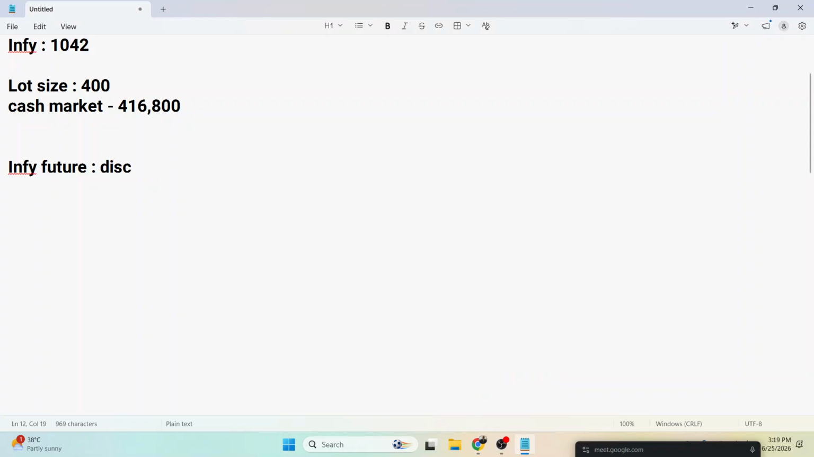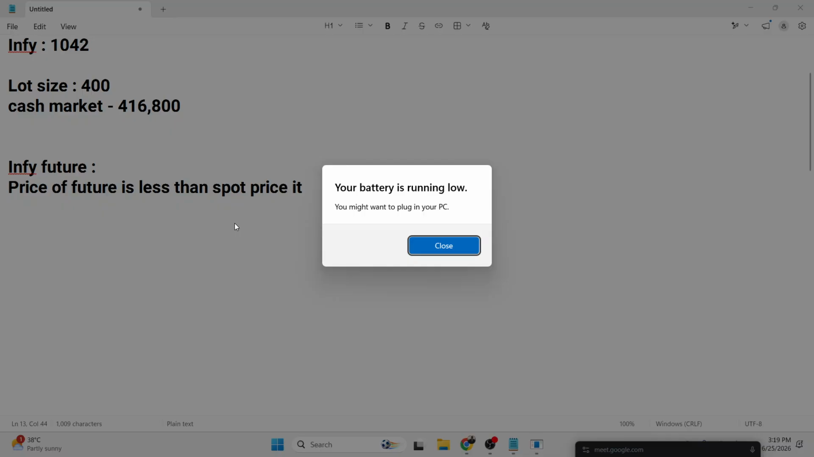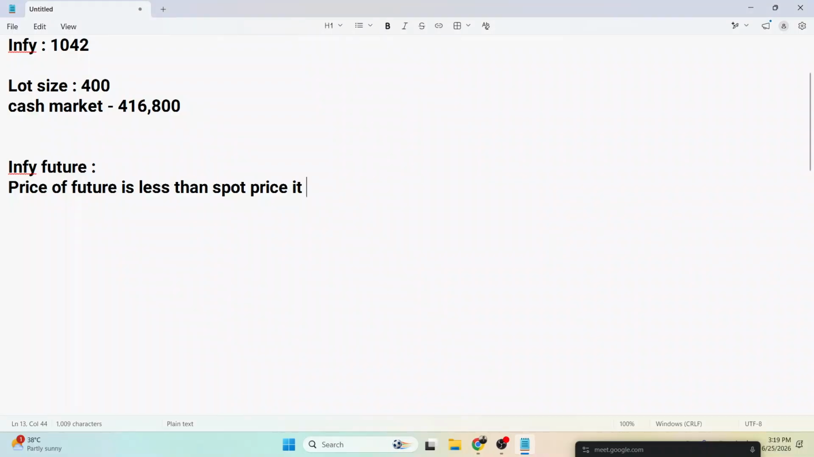So if the price of the future is less than the spot price, let me write it here, it means it is trading at a discount. So we say it is available at a discount. And if the price of the future is more than the spot, we call it at a premium.